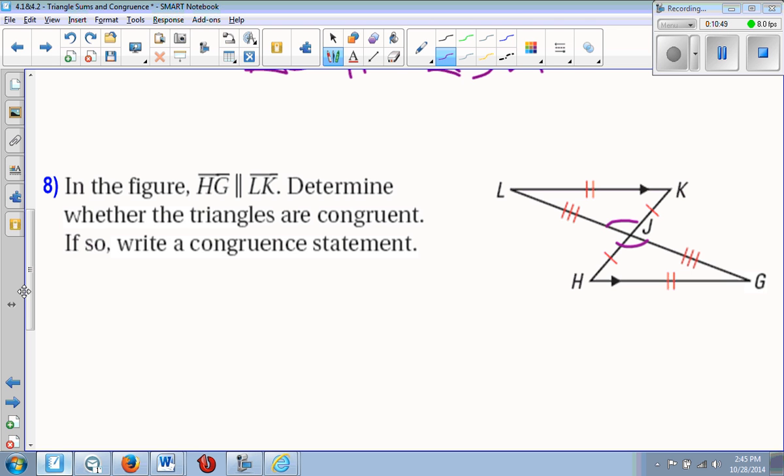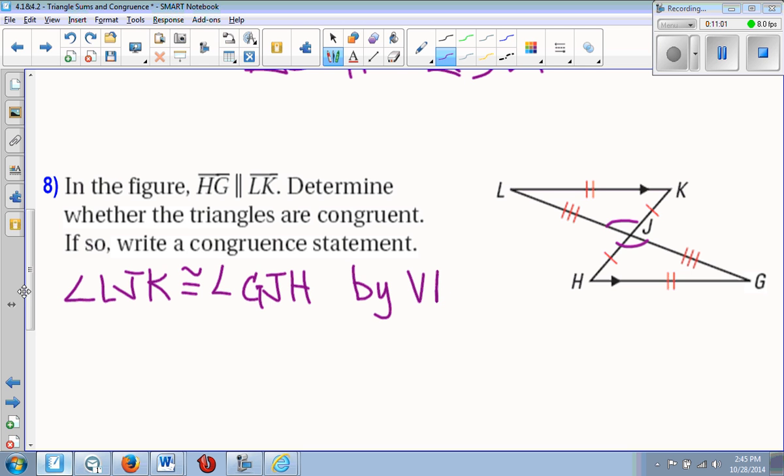So what I'm going to do is name those angles, angle LJK and angle GJH, and they're congruent because of vertical angles theorem. So that's one set of angles that we did not previously have.